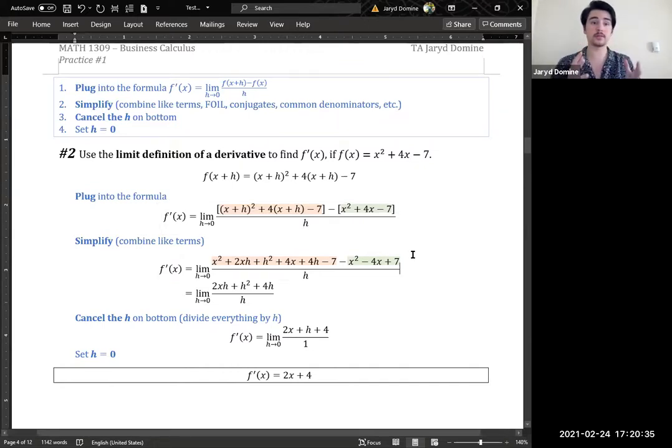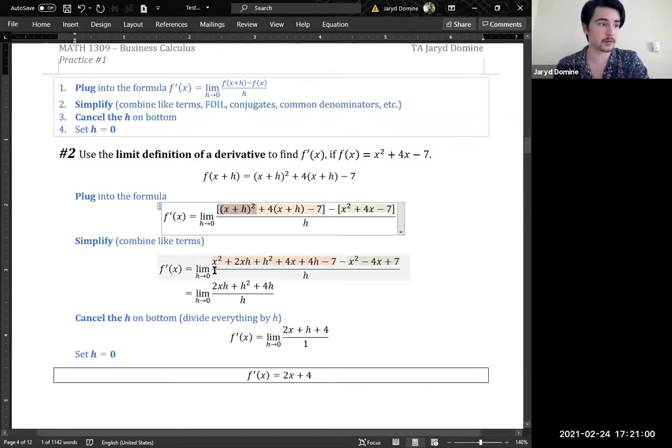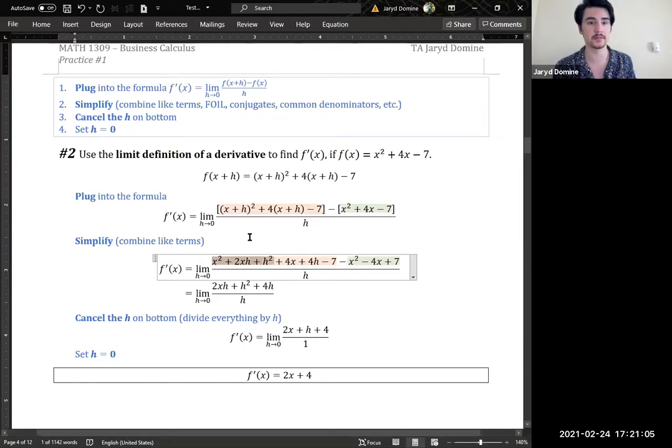So now we do some simplification. We're trying to cancel the h on the bottom because we can't plug in right now. We can't plug in a 0 because we'll end up dividing by 0. The way you do it for this problem is you expand and combine. If I have x plus h squared, I'm going to FOIL that out into x squared plus 2xh plus h squared. You're just going to go through every term and expand it.